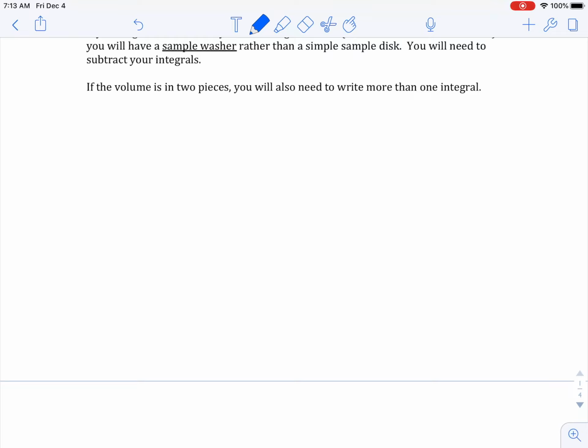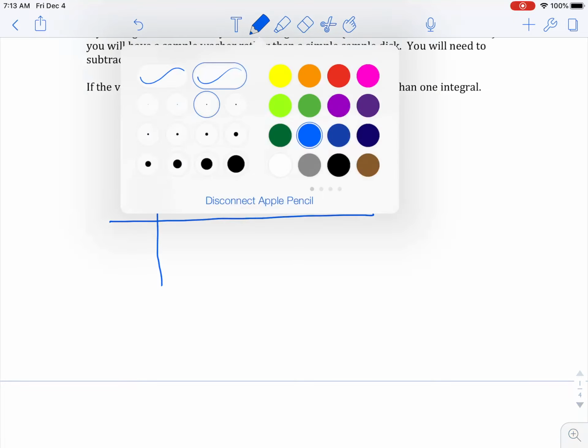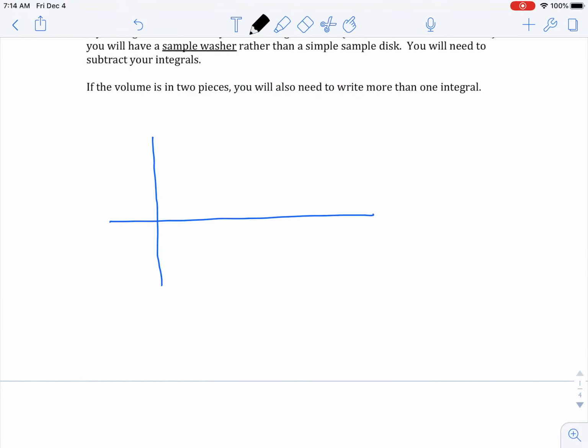What we're going to be doing here, I'm not doing this for any particular function, I'm just showing you a picture. Let's suppose that we have a function like this, and that we want to take the region that's between here and here. So this whole region in here, we want to revolve or rotate around the x-axis.